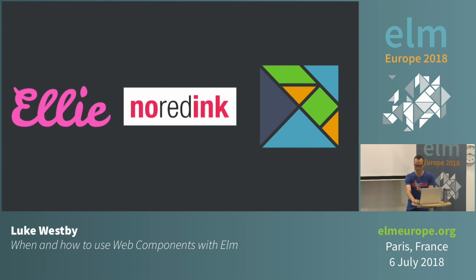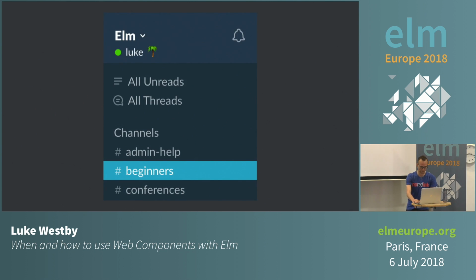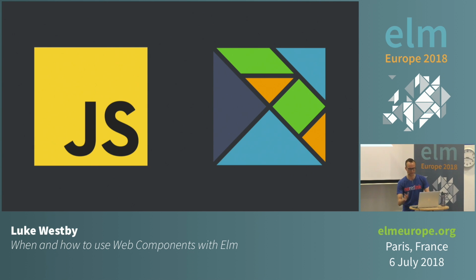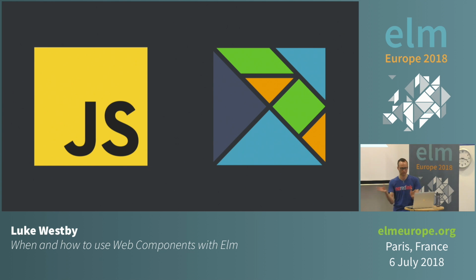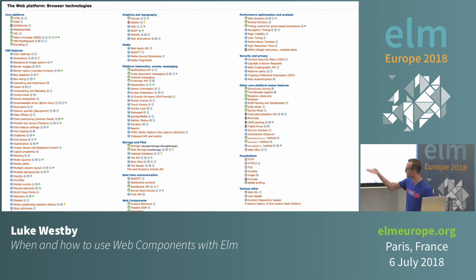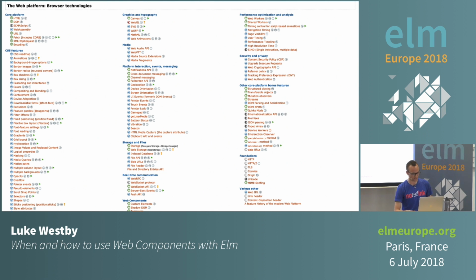One of the things that I do among those three things is hang out in Slack and watch the beginners channel. Something that frequently comes up as a question is, I have this JavaScript library that I have to use, but I want to build an Elm app. How do I do these things together? There's a lot of reasons to need to do that. You can't do everything with Elm. For instance, this is how many web APIs there are. That's not how many Elm packages there are.